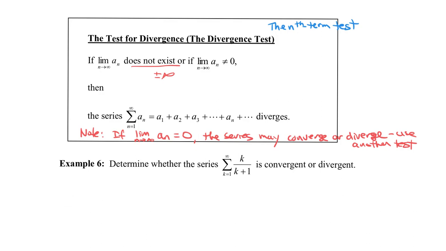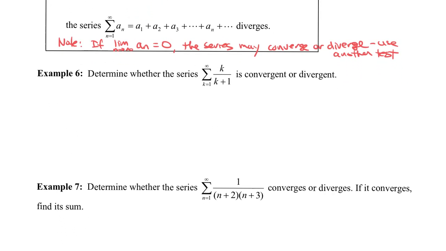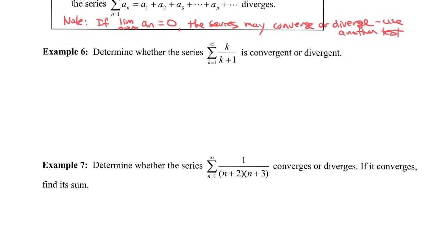So let's try it out here on this next one. Example 6 is determine whether the series listed here is convergent or divergent. Now notice this series is in terms of k. Most calculus resources will use n here, but some use k. So we have to be ready to see k also. It really could be anything, but n is the most common and k is probably the second most common. But we can use the test for divergence.